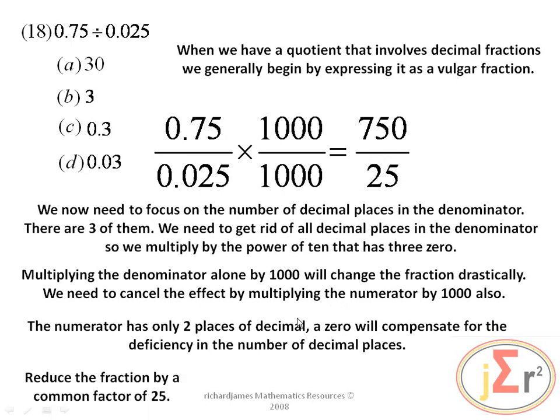Reduce the fraction by a common factor of 25. So of course 25 will go into itself 1 time and 25 will go into 75 3 times. Of course, the 0 is not affected, so it is going to be 30. And what is that? The answer is 30. And the correct option is A.